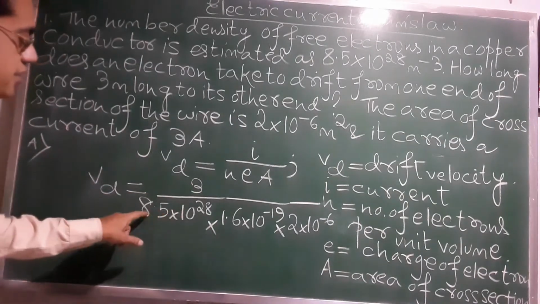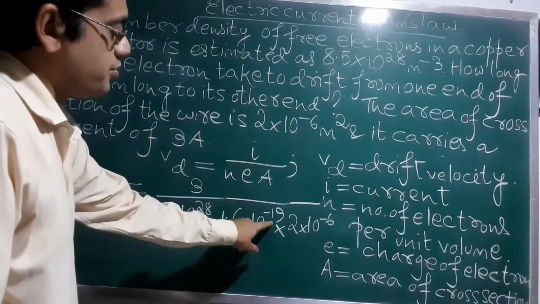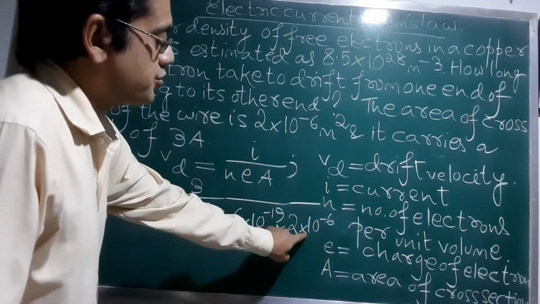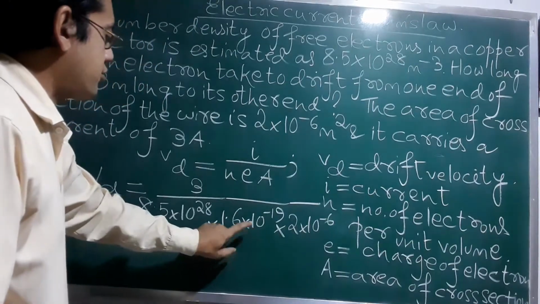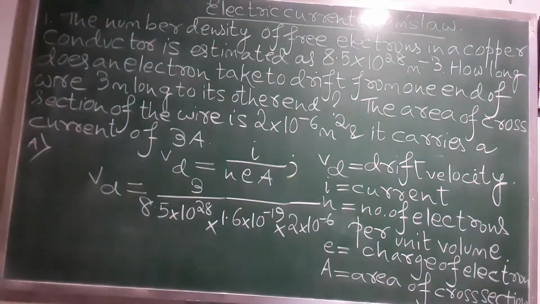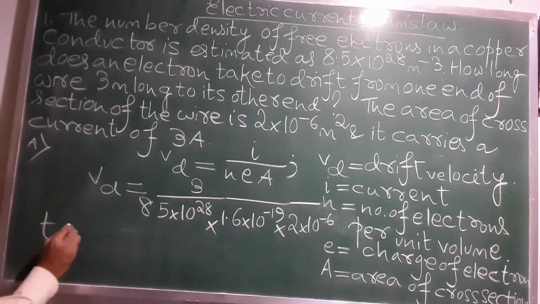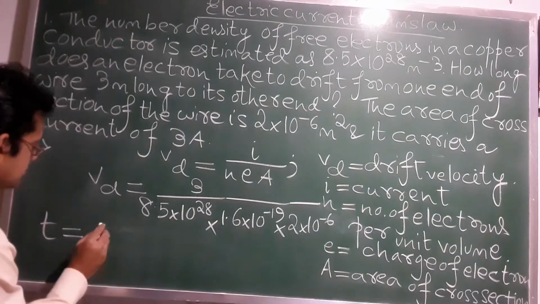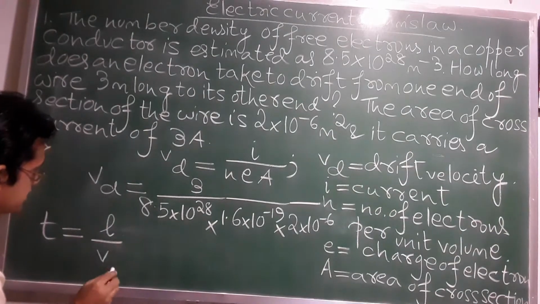3 by 8.5 into 10 to the power 28 into 1.6 into 10 to the power minus 19 into 2 into 10 to the power minus 6. This is area of cross section, this is charge of electron, and this is electron density. We are going to find out the time. So time equals distance by speed.